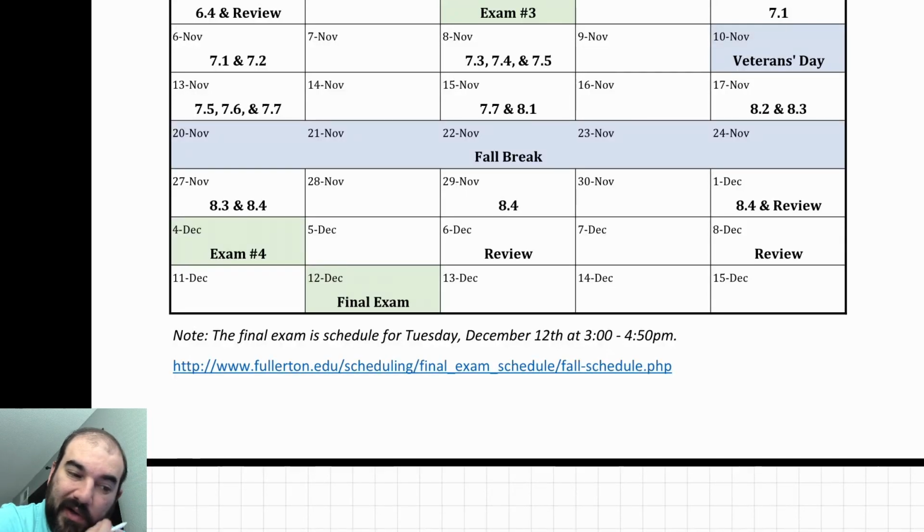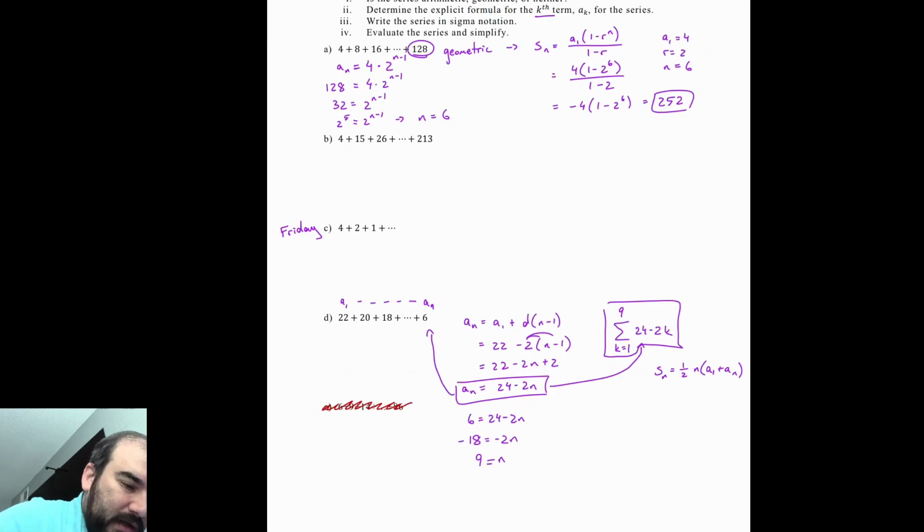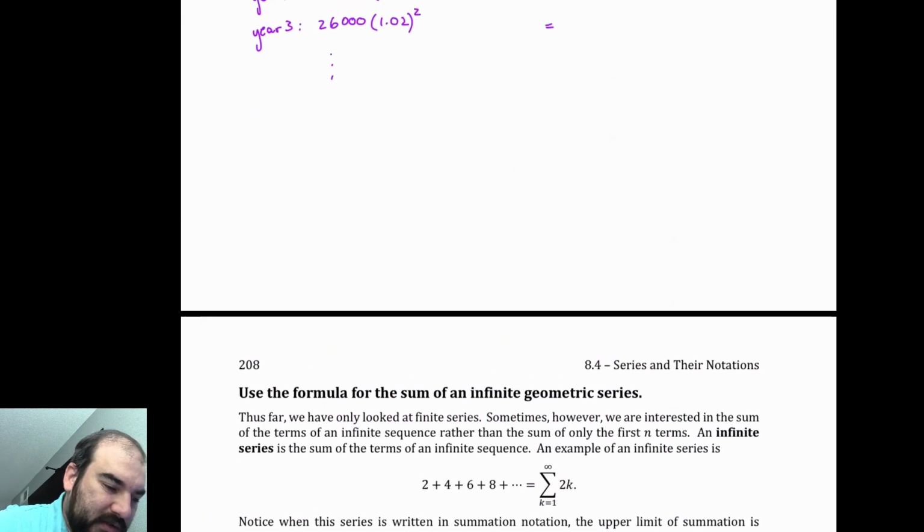Okay, today we are going to finish section 8.4, which will finish everything that we're going to learn for the semester. So this is kind of the last section that we need to cover before the final exam. If we go to our workbook, this is where we left off.